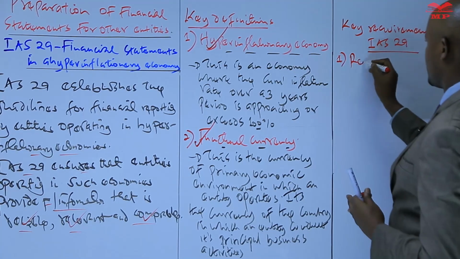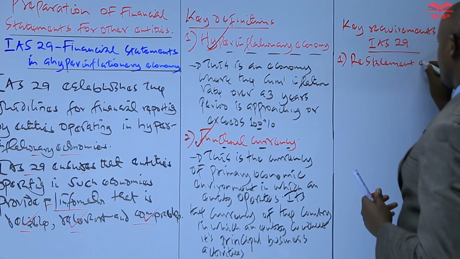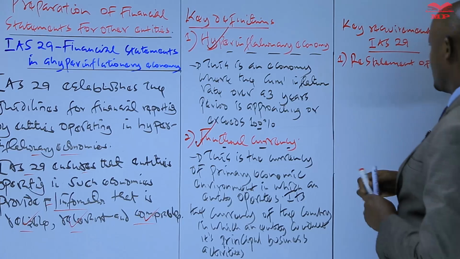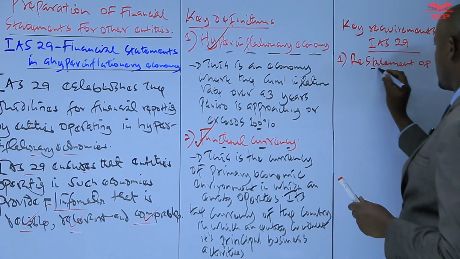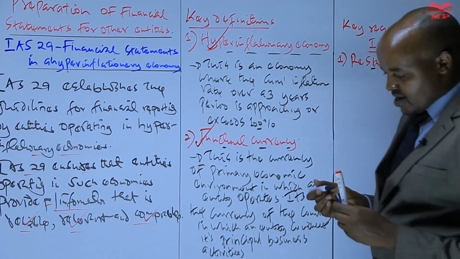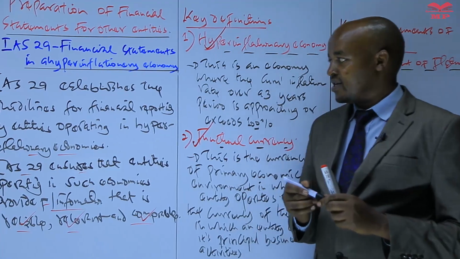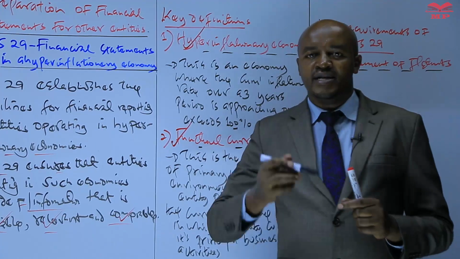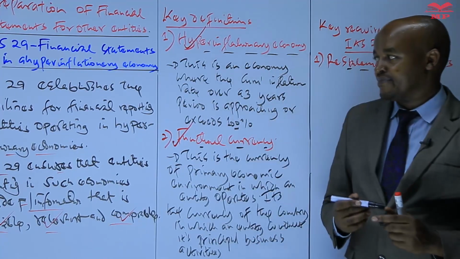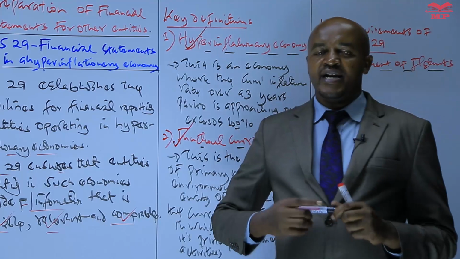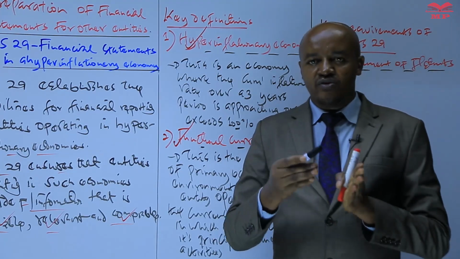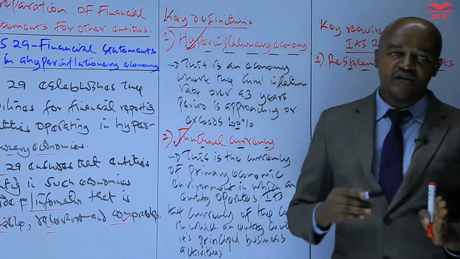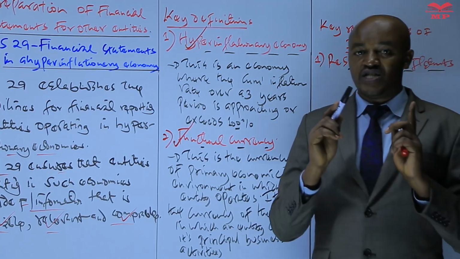And we can start by looking at the issue to do with the restatement of financial statements. Remember, what we have said is that any company which is operating in a hyperinflation economy must restate its financial statements at the end of the year, and this restatement is done to reflect the changes in the general purchasing power of the functional currency.